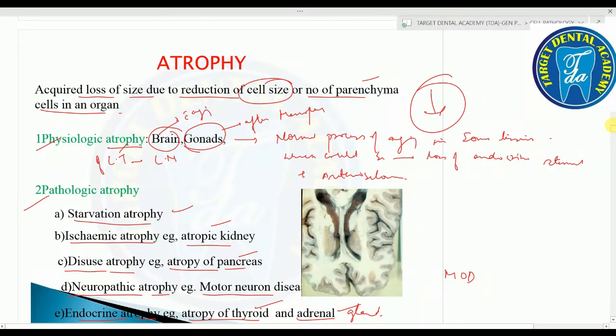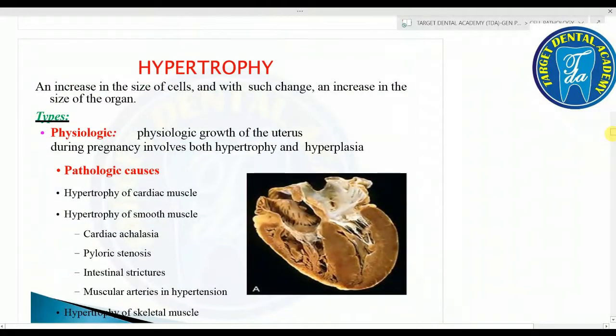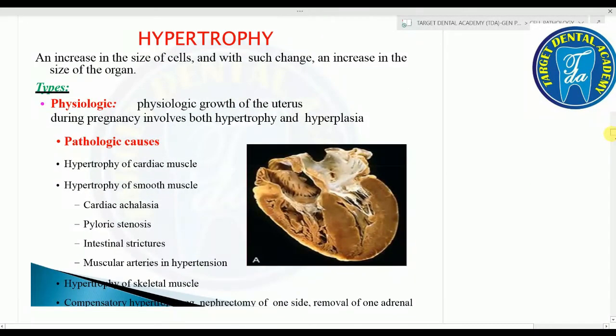Okay. So after this, next is hypertrophy. Hypertrophy leads to an increase in cell size. With such change, when there is an increase in the size of the organ, there is automatically an increase in the size of the cell.